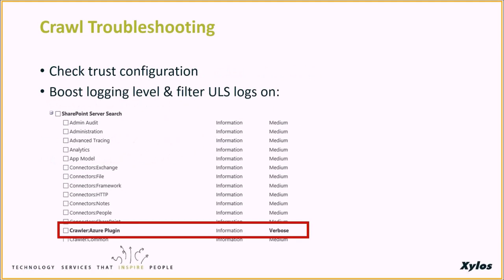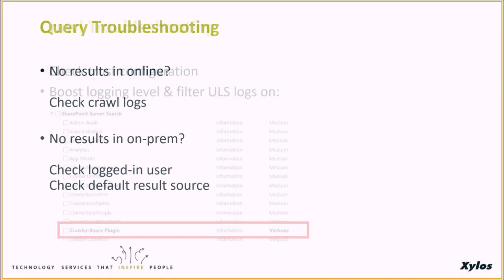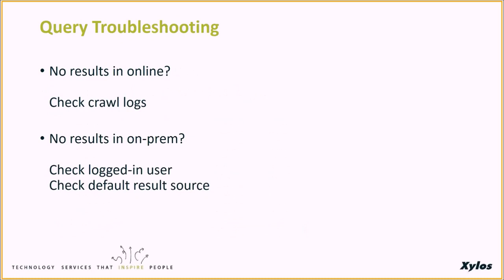I've already shown you this. This is the logging category that you can use to get more information if your crawl does not work. That's something you can use. If your queries don't work in SharePoint Online, you have to check your crawl logs, because the traditional SharePoint on-premises crawl logs still work. They still contain entries, because crawl and content processing is working.